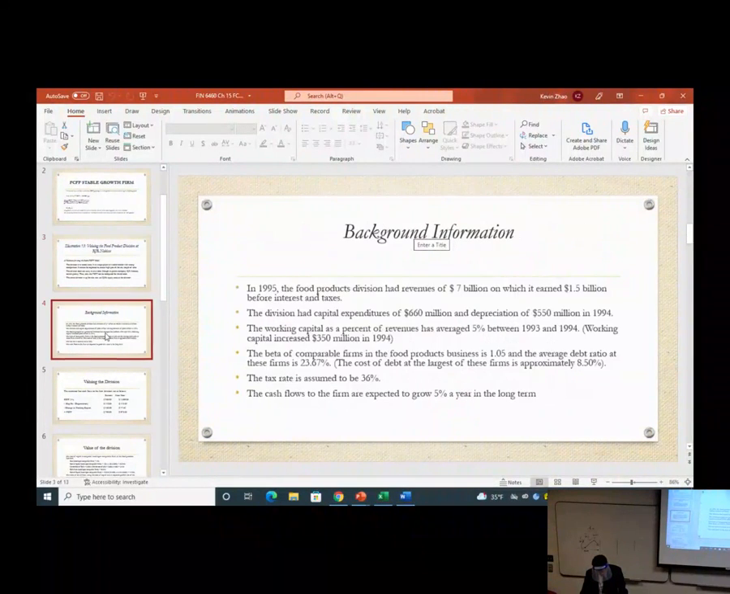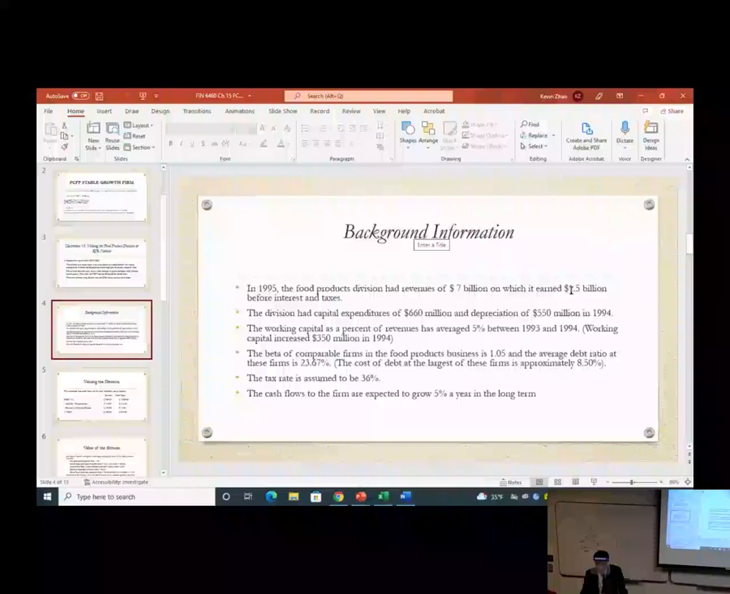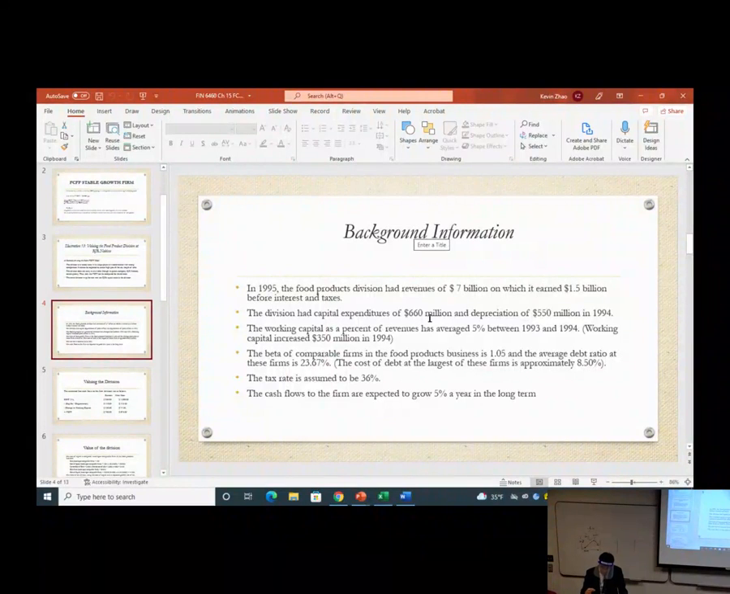Now here's some background information. We wanted to know the revenue of the division, earnings, EBIT, earnings before interest and taxes, and capital expenditure, free cash flow. You have to get some information about capital expenditure, depreciation, amortization. 550 depreciation. Working capital as a percent of revenue has averaged 5% between 1993 and 1994. And working capital increased 350 million in 1994.